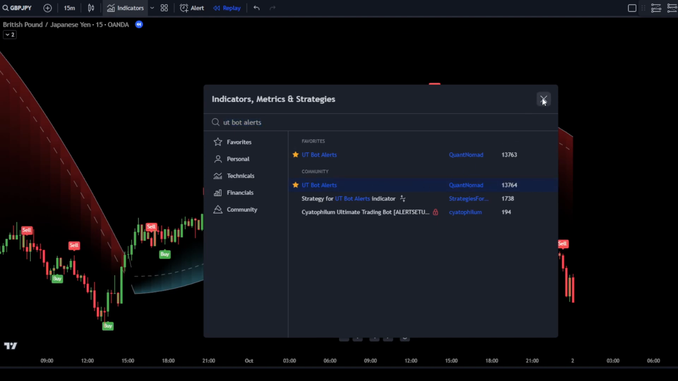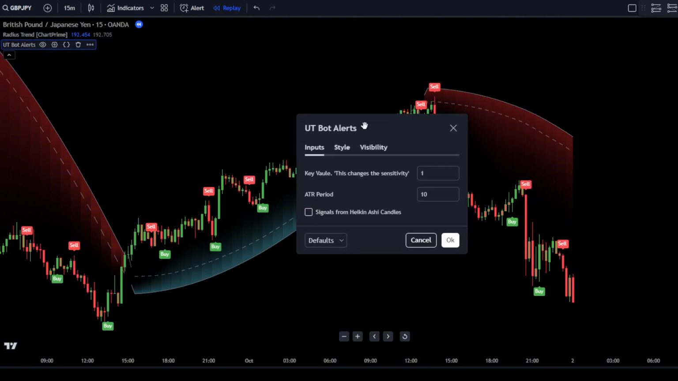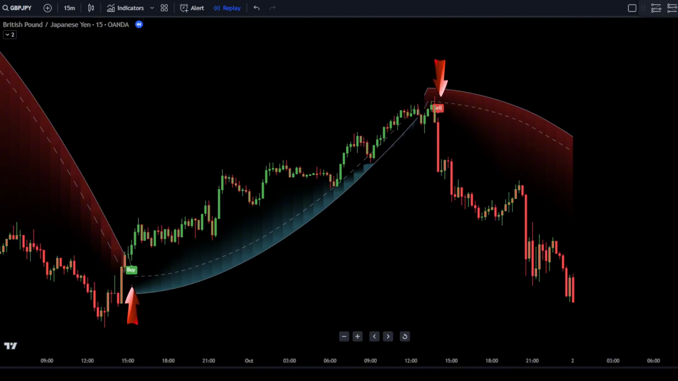Next, adjust the settings of the UT Bot Alerts indicator. In the Input tab, change the key value to 4. After that, set the ATR period to 64. Once done, just click OK to confirm the changes. The UT Bot Alerts indicator will be used as a guide for placing orders in the market. You simply need to follow the signals shown by the indicator.